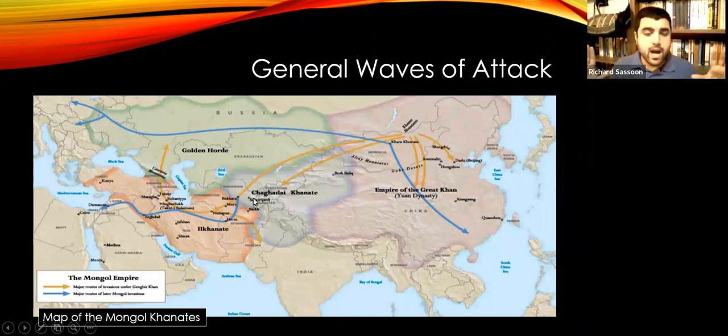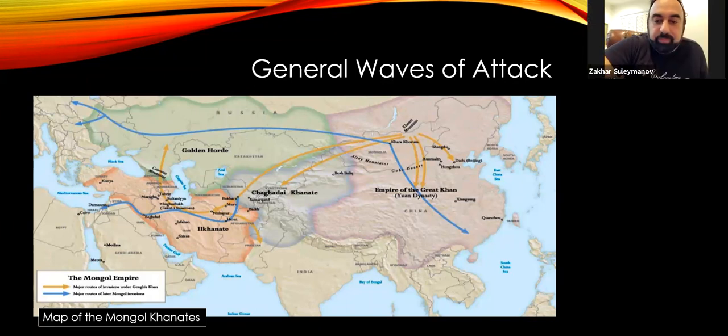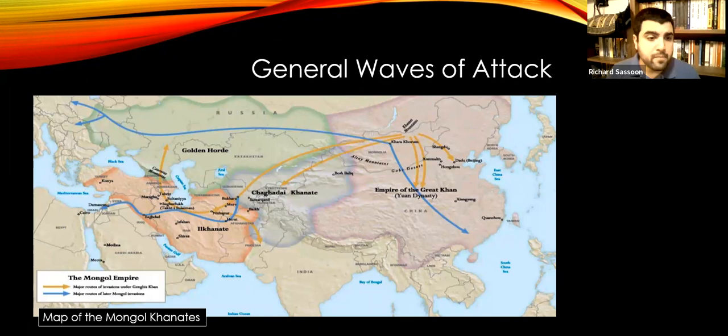So, this is a map from the 1290s in terms of the actual borders. But what I want to focus on a little bit are the arrows. When we look at the Ilkhanate, the Middle Eastern area, we see two arrow thrusts: the orange one and the blue one. The orange one is during the life of Genghis Khan, and the blue one is after his death.